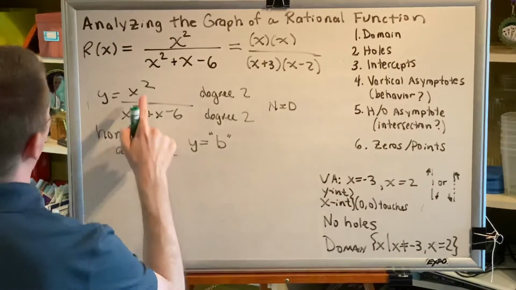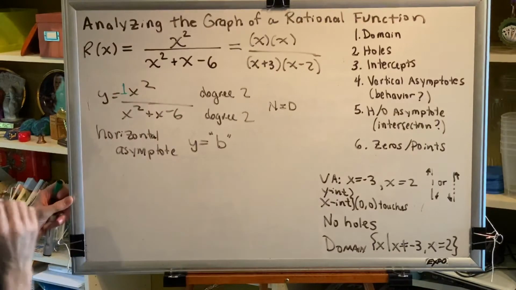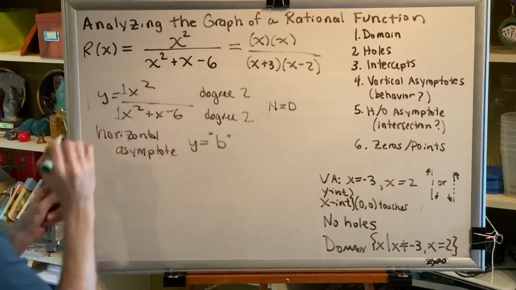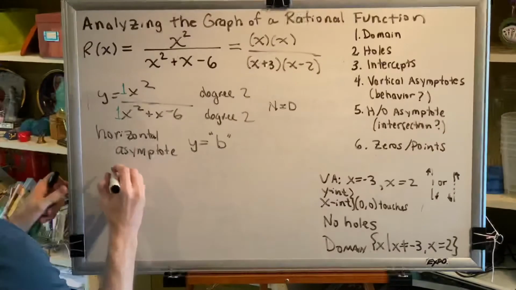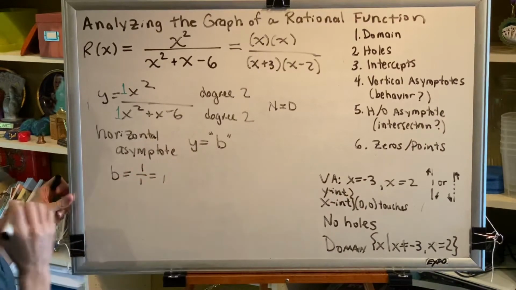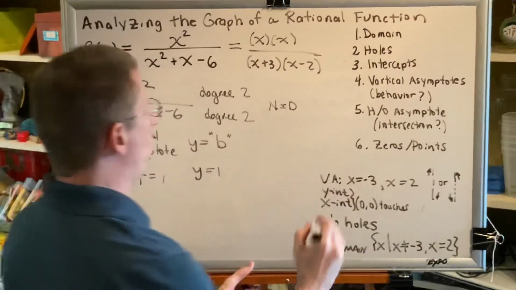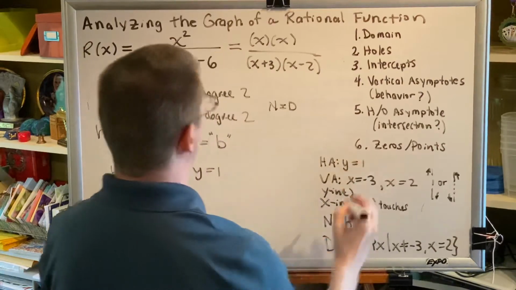The reason why the top was degree 2 was because of this x squared, and it has a coefficient of 1. The reason why the bottom was degree 2 was because of this x squared, and it has a coefficient of 1. So for this problem, b is found by dividing those two numbers, 1 divided by 1, which is 1. So we get the horizontal asymptote y equals 1.